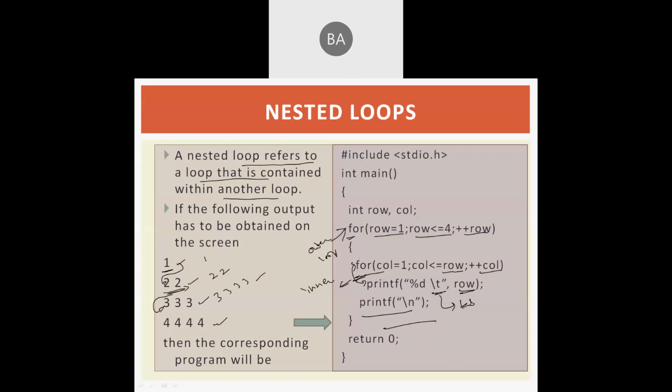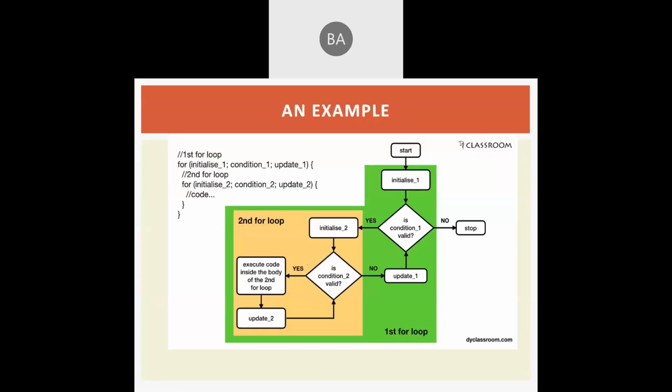So this is how we can nest for loops. One for loop is nested within another for loop. Generally, these nested for loops are used to print patterns of different numbers or different patterns. This is one example: a for with initialize 1, condition 1, update 1. Then this is a second for loop with initialize 2, condition 2, update 2, and then the code goes here. So how will it be executed here?